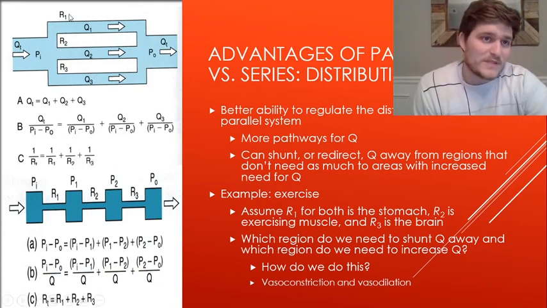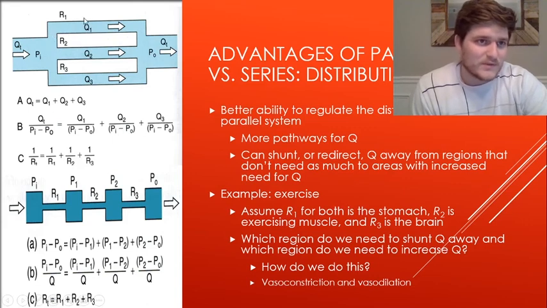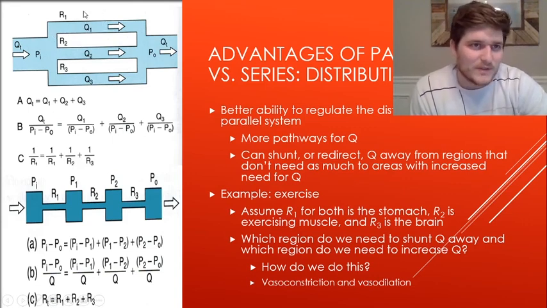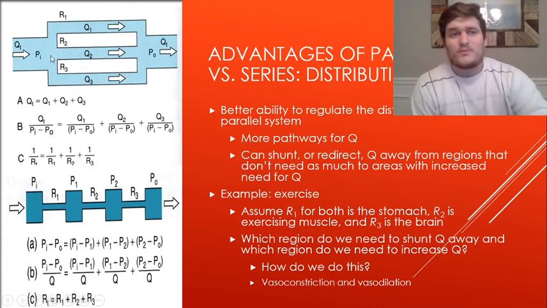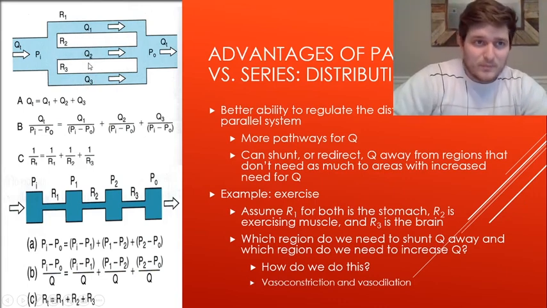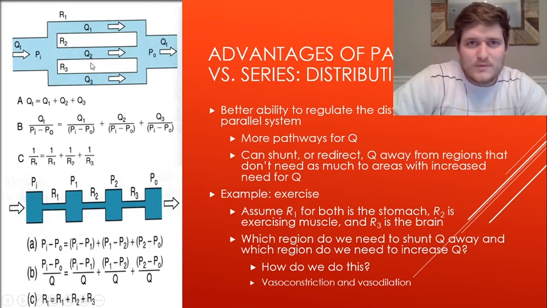So if you said that this R1 here was the resistance for blood flow heading to the stomach, this pathway here in the middle is going to head to the skeletal muscle, and this third one down below is heading to the brain. Well, if we started to exercise, then the demand for blood flow would increase here in Q2. And so in order to get more blood flow for a given total amount of blood flow, we could take a lot of the blood flow from the stomach and redistribute it to those skeletal muscles.